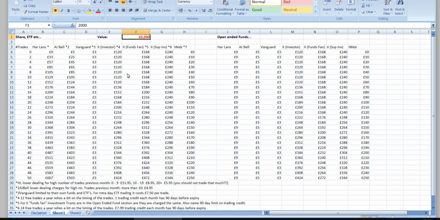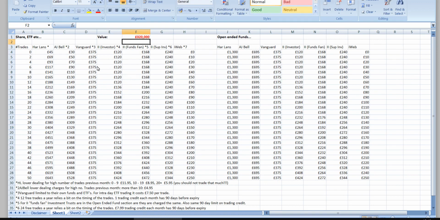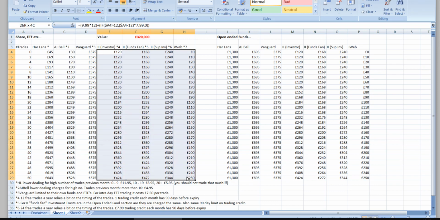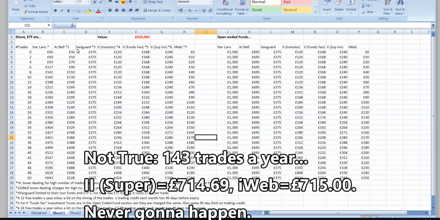Sheet 1. Let's put my portfolio at about 320. All these numbers, 0, 10. So it's 120 minimum, isn't it? 60, 70, 80. Yeah, no, it never wins. Okay. So iWeb is always cheaper than Interactive Investor.